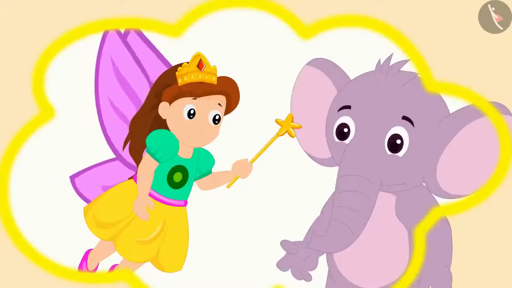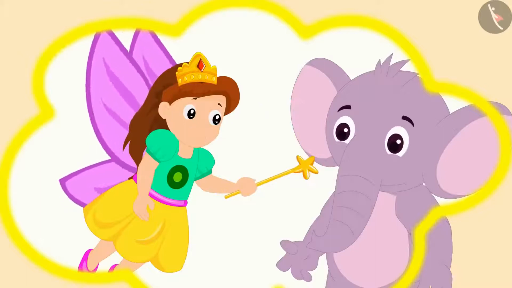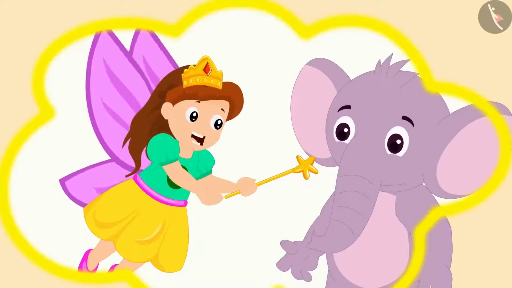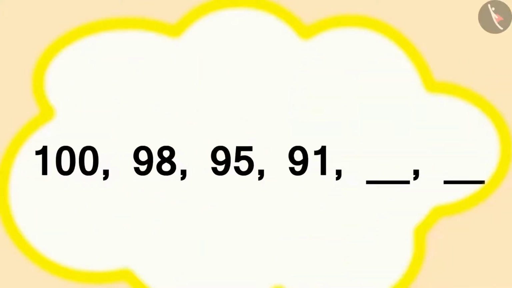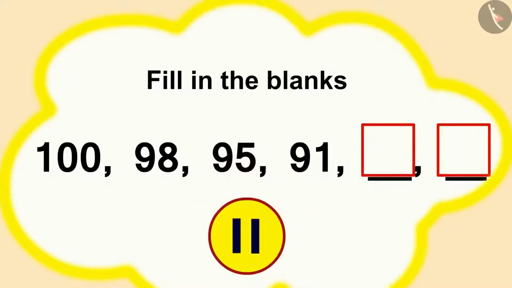The angel became happy. She said to Appu, Well done, Appu. Your answer is absolutely correct. Now, all you have to do is fill in the blanks of this number pattern, and then that gift will be yours. Children, can you help Appu fill in the blanks of this number pattern? If you want, you can stop the video and find the answer.